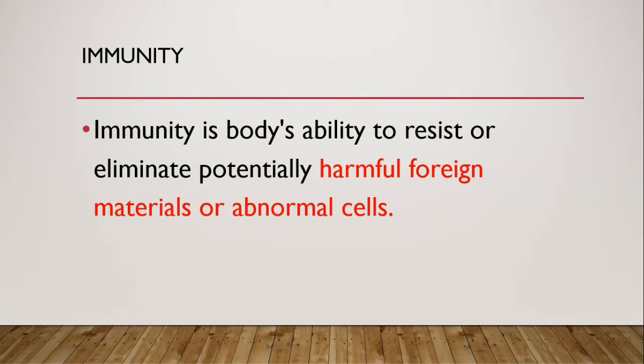potentially harmful foreign materials or abnormal cells. These foreign materials can be of any type, such as bacteria, viruses, or any environmental antigen that is foreign to our body and potentially harmful. So the body's ability to resist or eliminate those harmful substances is termed immunity.